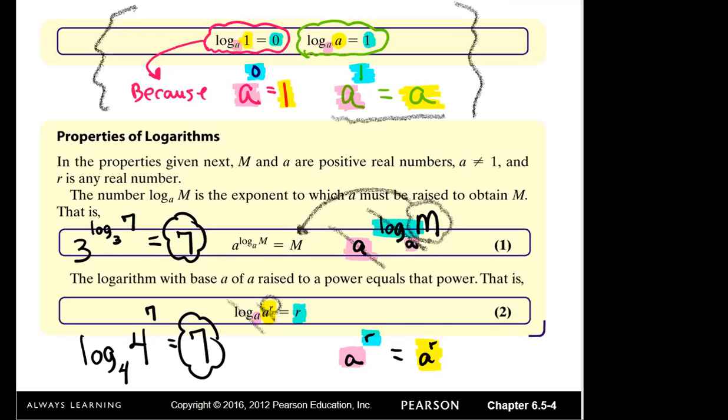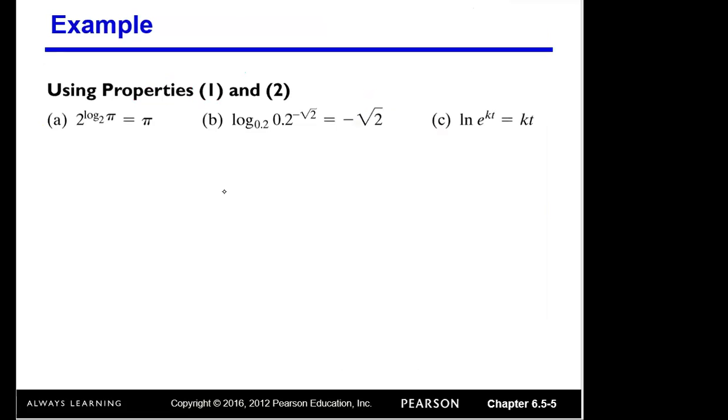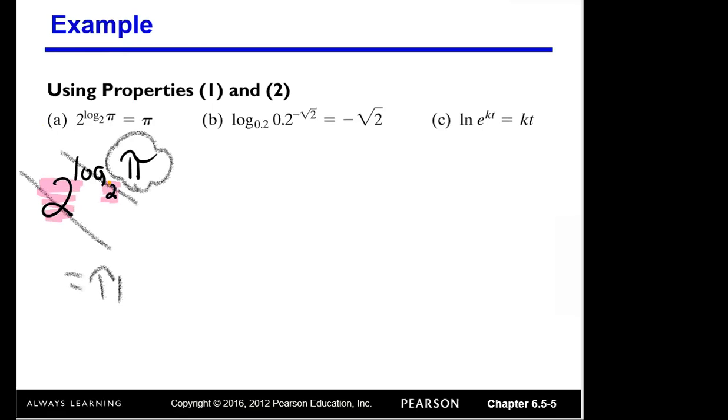So it just happens. So here's their 3 examples, and they just flat out put the answers right next to them. They've got 2 raised to the log base 2 of pi. This base, I should have used pink, sorry. Used to do my bases in pink. This base here matches the base on that log. So it's like they cancel each other out, and all you're left with is the pi. That's your answer. This equals pi.